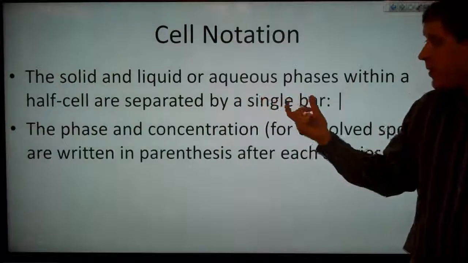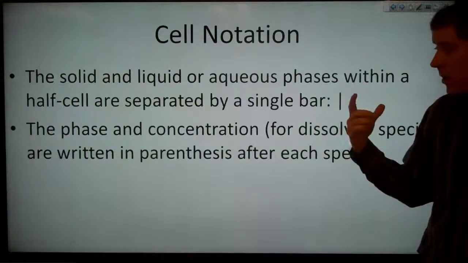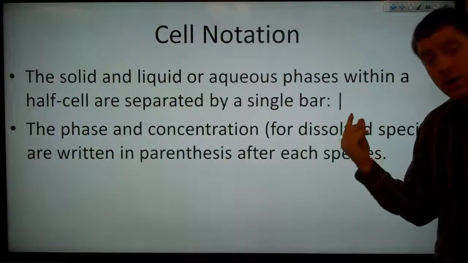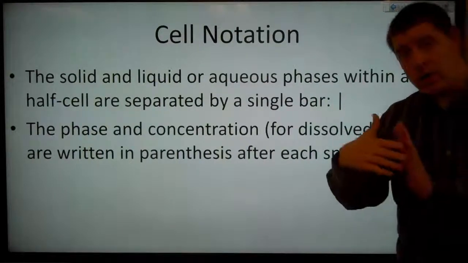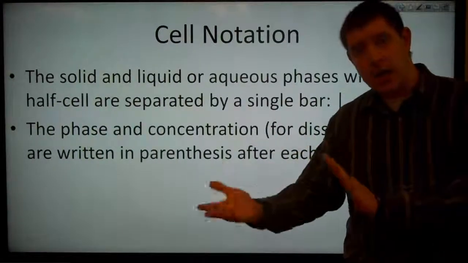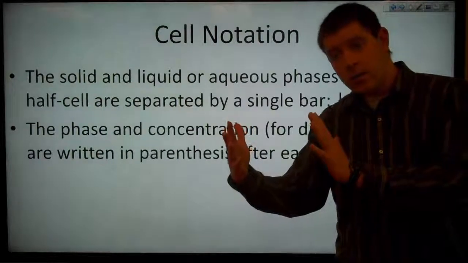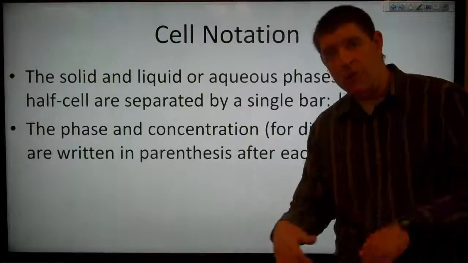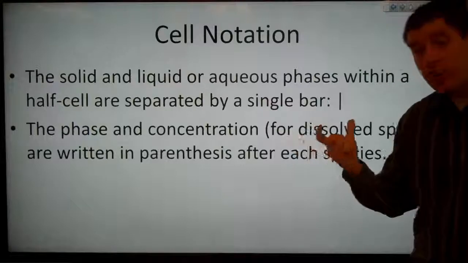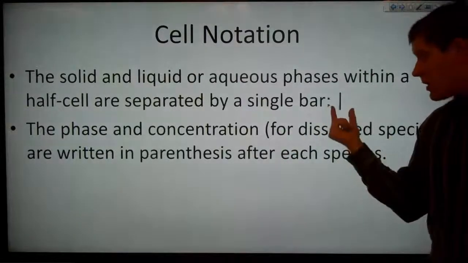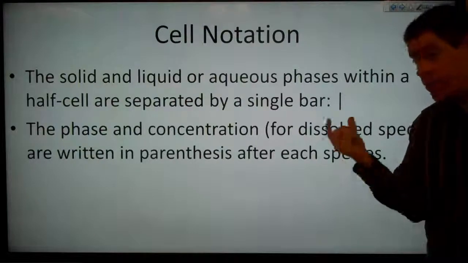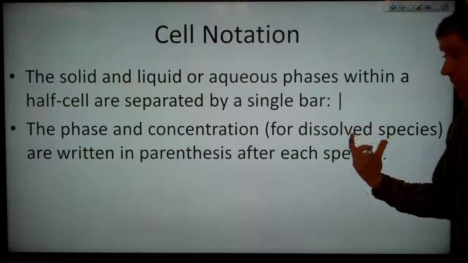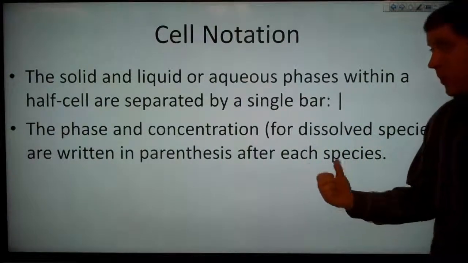And the solid or liquid or aqueous phases within a half cell are separated by a single bar. So a single bar represents a phase change, a place where we have a phase interface between solid and liquid, between a pure liquid and an aqueous phase, between a liquid phase and a gas phase, something like that. Any of those phase interfaces are represented by a single bar. The salt bridge is represented by a double bar. So the phase and concentration for dissolved species are written in parentheses after each species that we have.